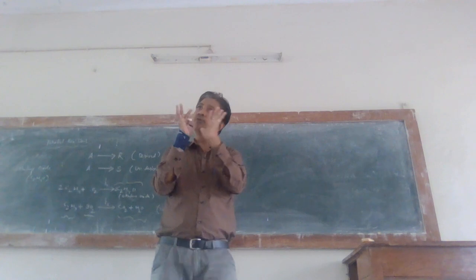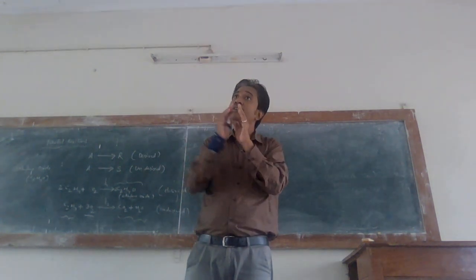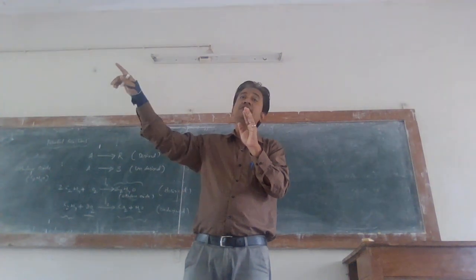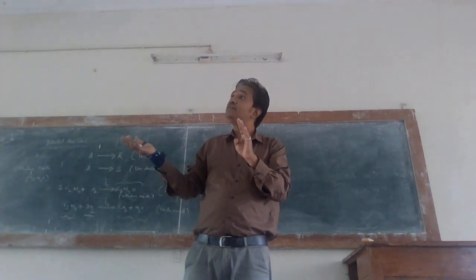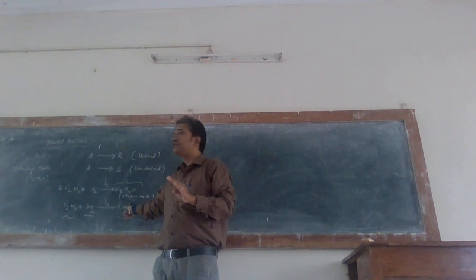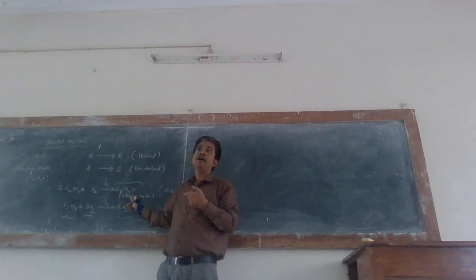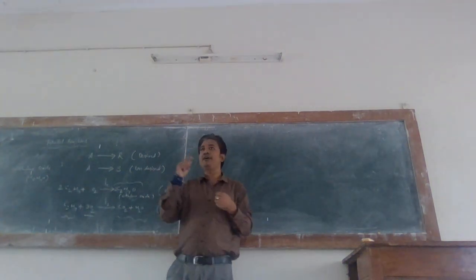The reactant is A only. But what is happening? Sometimes you may get a product called R, which is the desired one. Sometimes you may get a product called S, which is undesired. The best example: I want only the desired component. I do not want the undesired component. Now, how can I manipulate it? You tell me.